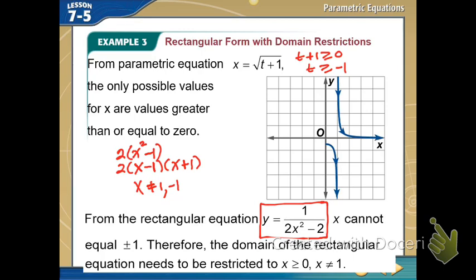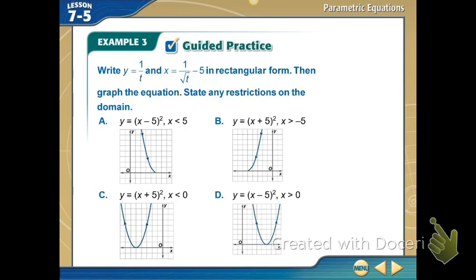So therefore the domain of the rectangular equation needs to be also restricted. I need to make sure that x is greater than or equal to 0, and I need to make sure that x is not equal to 1. So I could graph these, and I would want to just double check them and make sure that I'm not graphing anything that's part of the restricted domain. So here's guided practice for example number 3.